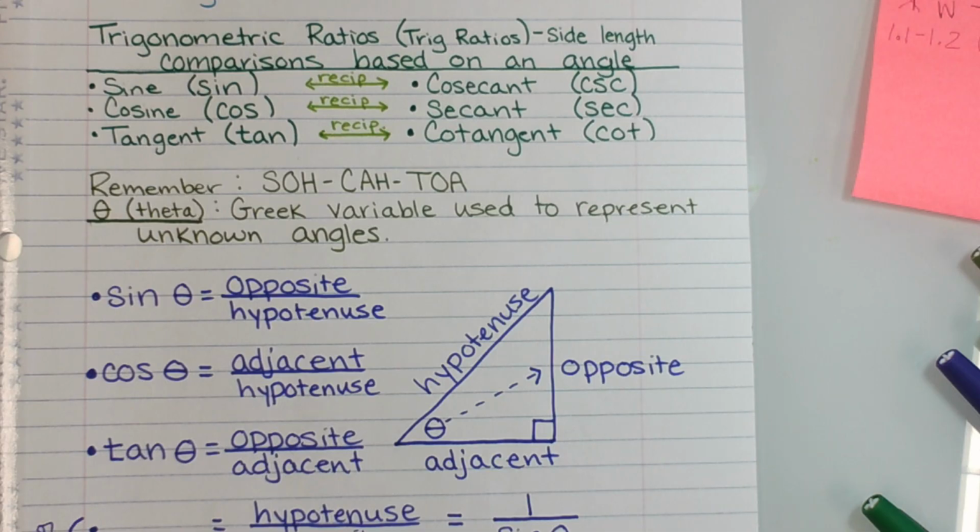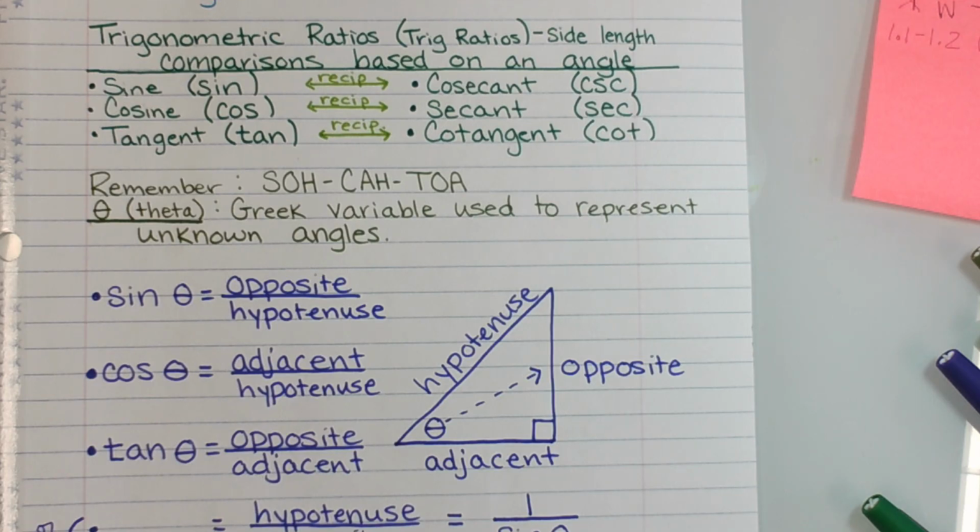Now, when it comes to this class, knowing your SOHCAHTOA, knowing sine is opposite over hypotenuse, cosine's adjacent over hypotenuse, tangent is opposite over adjacent, is going to be a key thing that you just need to know. It is not something that you need to be in a position to look up every single time. If you have to look it up every single time, to be blunt, you're screwed. It's something we're going to need to memorize, SOHCAHTOA.